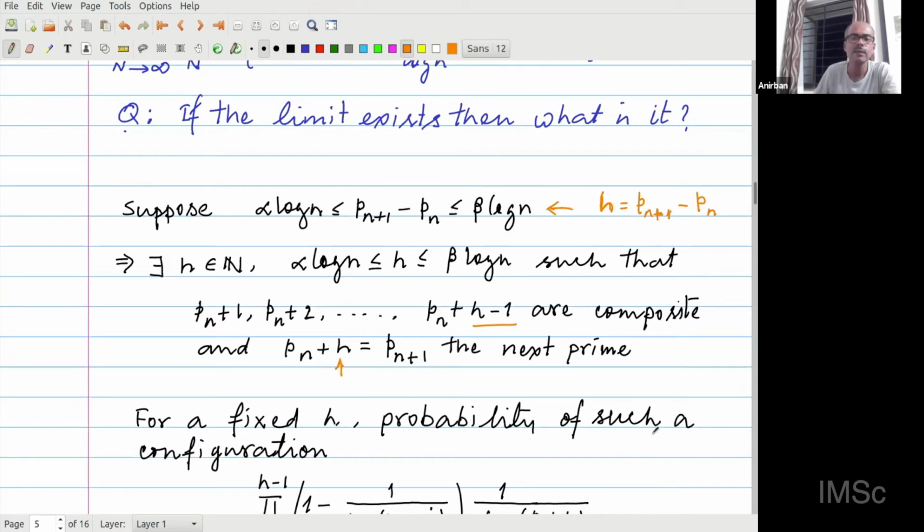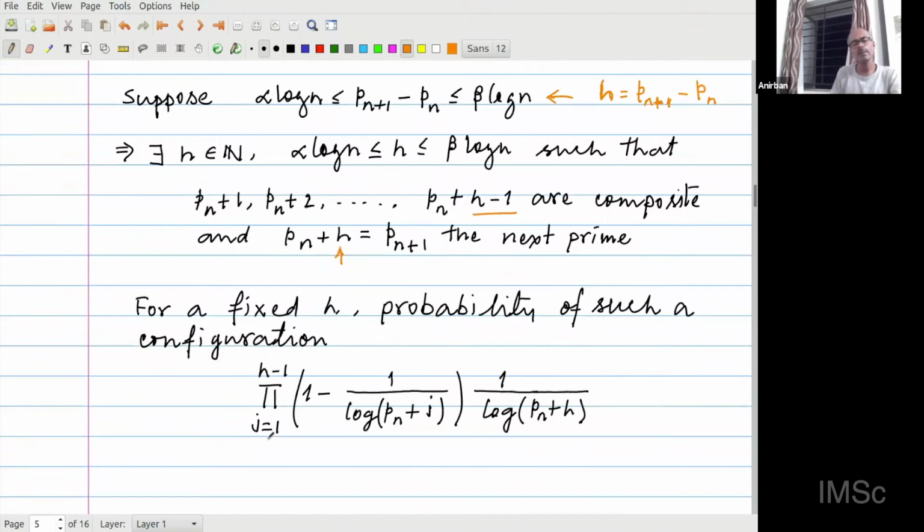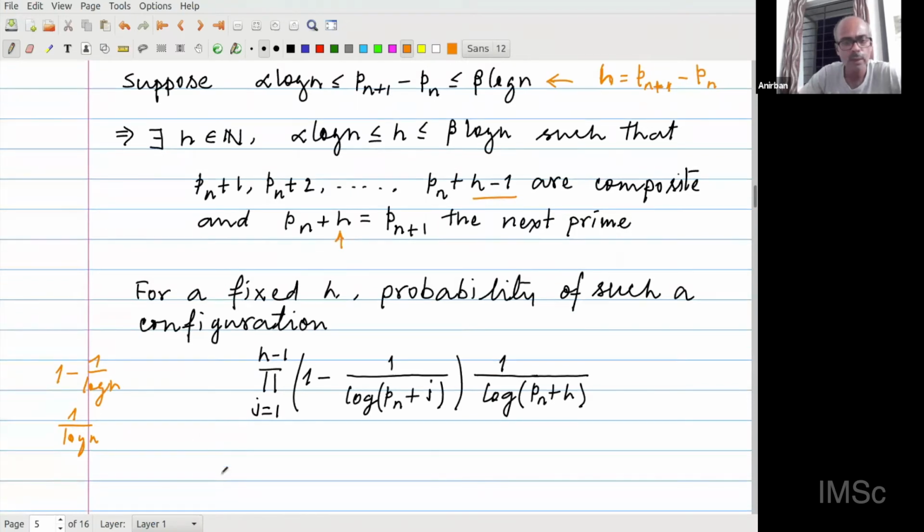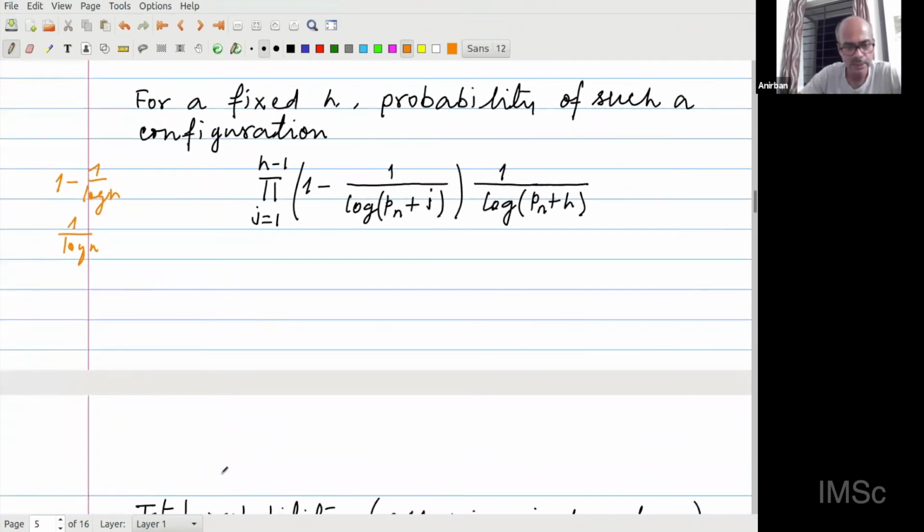So now for fixed H, what is the probability of such a thing? All of Pn plus 1 to Pn plus H minus 1 are composite. So the probability is the product of 1 minus 1 over log of Pn plus J, with J running from 1 to H minus 1. And finally you have a prime. Just remember that a composite has probability 1 minus 1 over log n, and a prime has probability 1 over log n. That's the model, and now we are employing it. We want to have some idea of what this quantity is. We know how big Pn is in terms of n, so we use that.